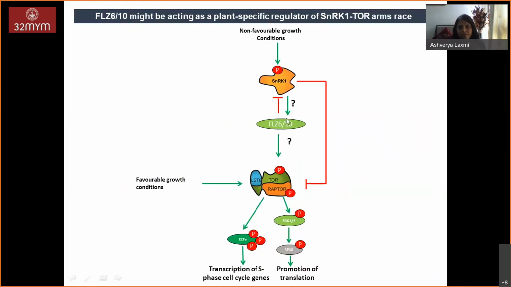Because in the mutants, when 6 and 10 are not present, SnRK accumulation takes place to a very high level. And once SnRK accumulation happens, it downregulates TOR signaling. And that's why the plant cannot show a good growth and development response. When we looked at the stress phenotype of these FLZ6 mutant plants, they showed very good resistance to different stresses.